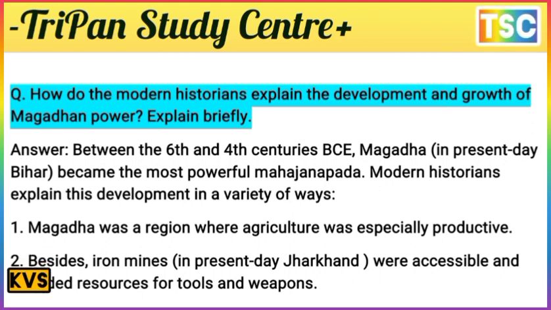Magadha is first of all Bihar, one state, but sometimes Jharkhand is also included, as Jharkhand was a part of Bihar. At the same time, in the 6th to 4th century, Magadha is Bihar. The iron mines of present-day Jharkhand provided a source for tools and weapons.